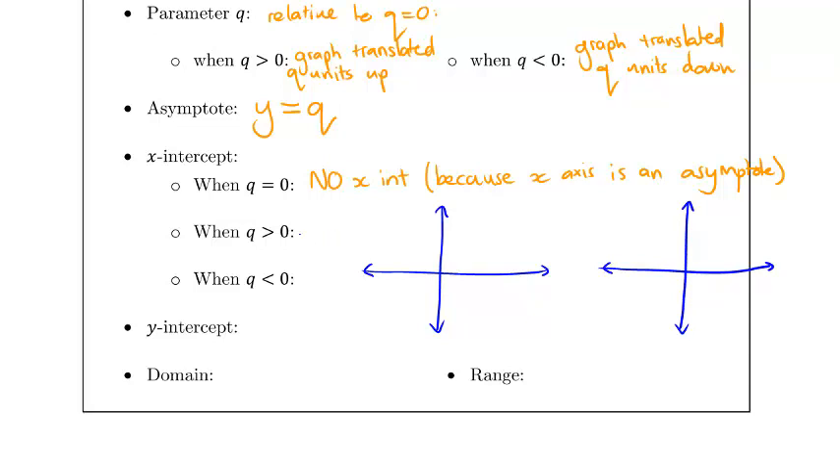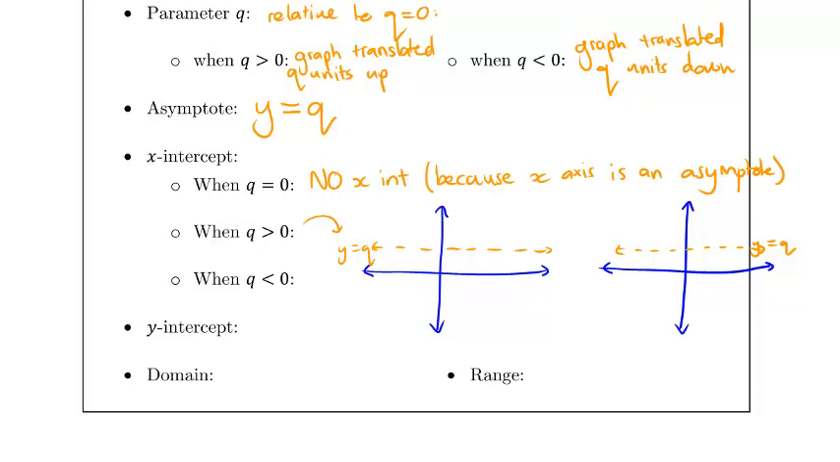Now I am going to draw two graphs where q is greater than 0. In other words, where the asymptote is going to be up from y equals 0. It's not going to be at y equals 0 anymore. In other words, it's going to have shifted up from the x-axis. So here's my y equals q now, with q greater than 0. Here's also y equals q over here, with q greater than 0, shifted up from the x-axis.